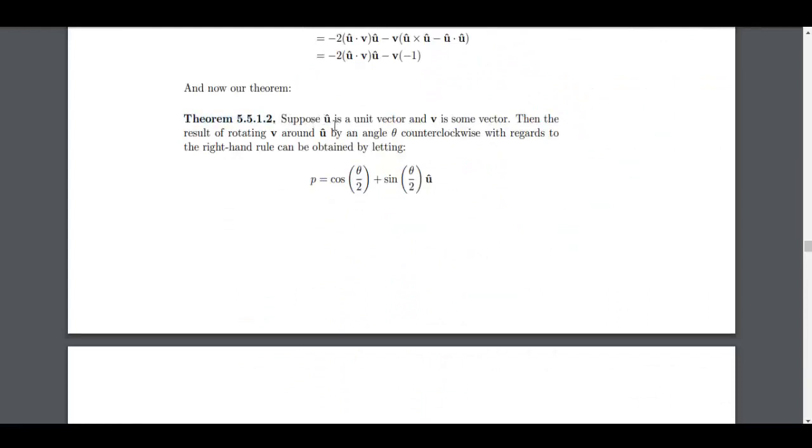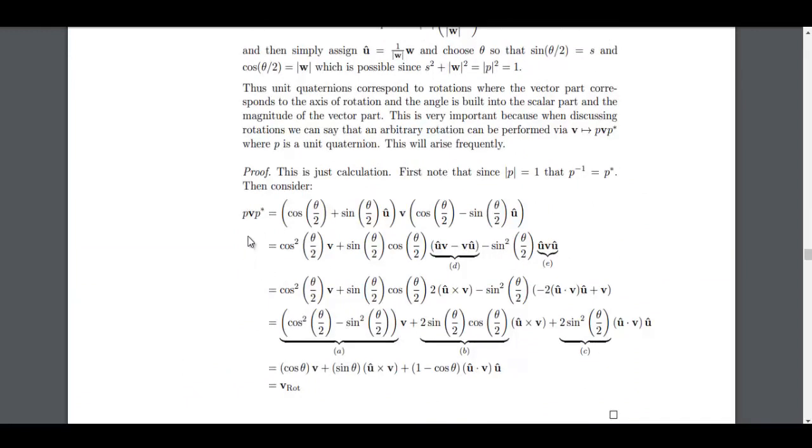Now we have this theorem. Suppose we have the unit vector u and the vector b. The result of rotating the vector b around u by an angle theta counterclockwise using the right hand rule can be obtained by letting p equal cos of theta divided by 2 plus sine of theta divided by 2 times the vector u, and then doing p times b times p to the negative 1, which is equal to p times b times p conjugate. And we have here the proof, but this proof involves many expressions, and we don't have time to do that.